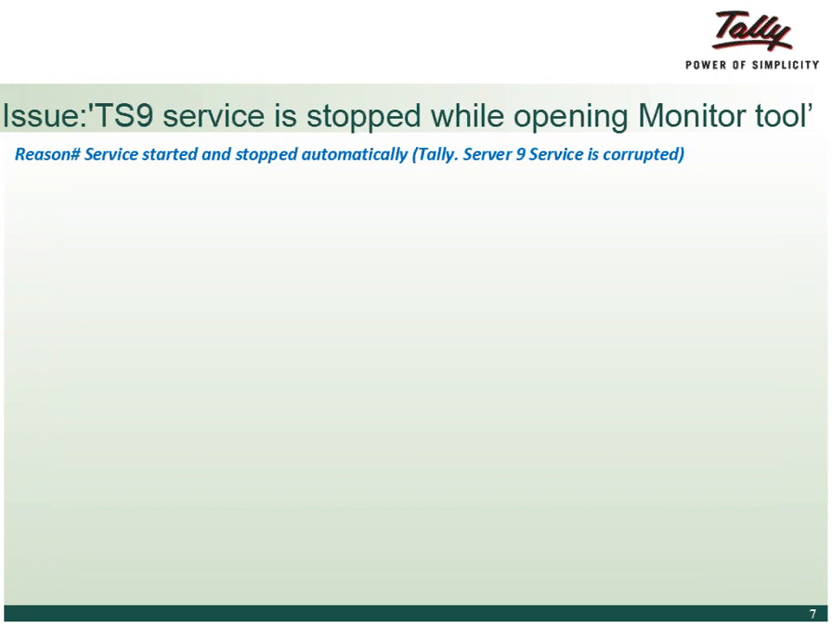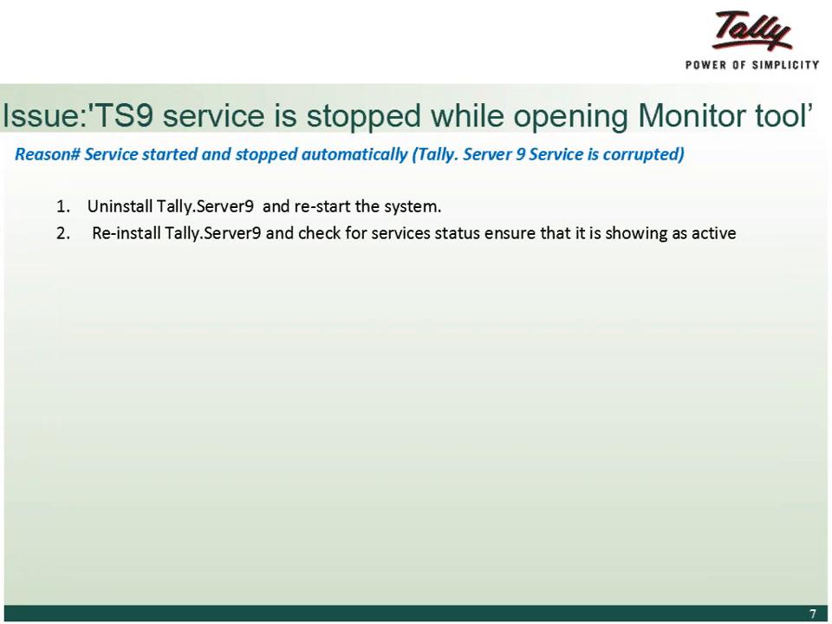So when the Tally Server 9 service is corrupted, first of all you need to uninstall the existing Tally Server 9 service and restart the system. Once you restarted the system, you need to ensure that Tally Server 9 service is installed once again. And then you need to check for the service status and ensure that it is showing as active. Once you ensure that the service of Tally Server 9 is showing as active or started under the services, you need to reactivate the Tally Server 9 license and check whether you are able to access the monitor tool and the license server is running or not.